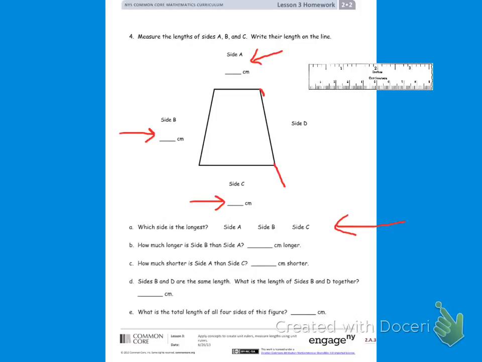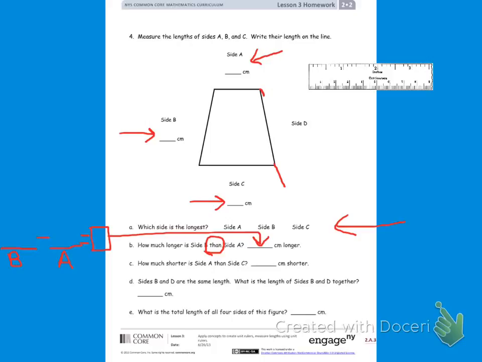On lowercase item b, how much longer is side B than side A? The way you can figure this out is by labeling some lines. List side B here, list side A here, put the lengths on top of each of those lines, and since it says how much longer is side B than side A, they want to know the difference in their length, so difference means subtract. Figure out the answer and record it on this line here.